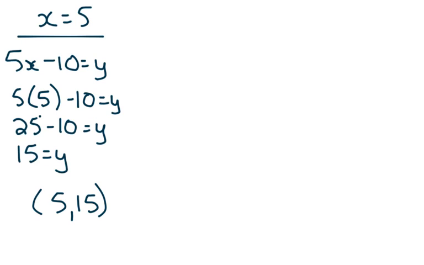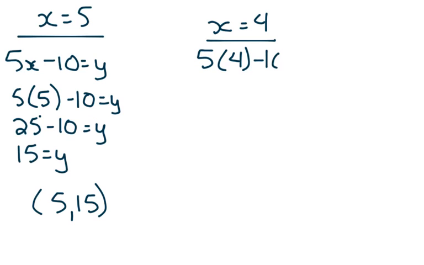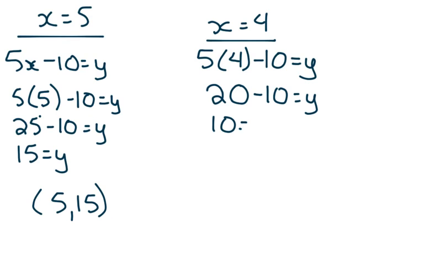All we need to do to find the second point is just repeat that process with x equals 4. So we had 5x minus 10 equals y. I'm going to go straight ahead and substitute in the 4. Do the calculations. 5 times 4 is 20. 20 minus 10 is 10. And our second point of intersection is at 4, 10.